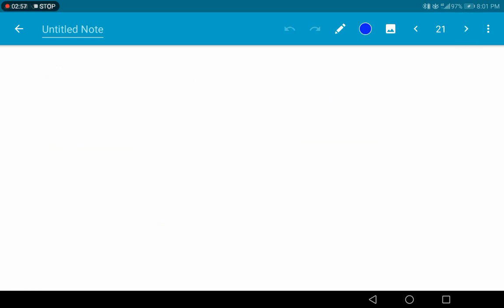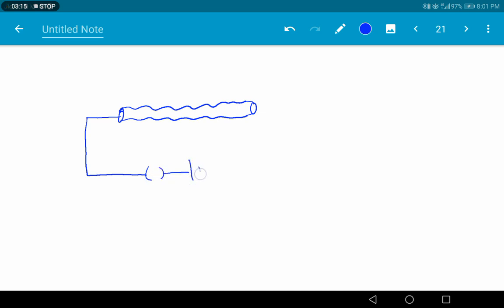Let us take a resistor. We know that a conductor which has the property of resistance is known as a resistor. Now let us connect this resistor in a circuit to a battery. When we close the key, current flows in the circuit. This is the direction of flow of current in the circuit, from positive terminal to negative terminal. We know that the direction of electrons is from negative terminal to positive terminal.